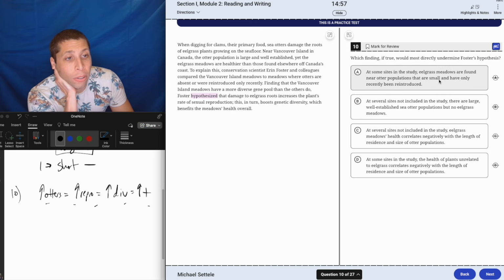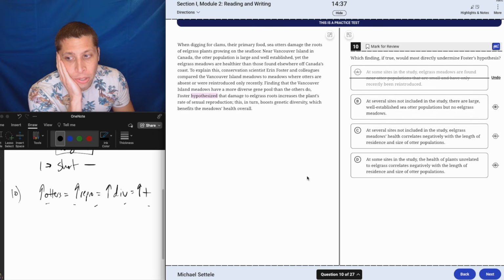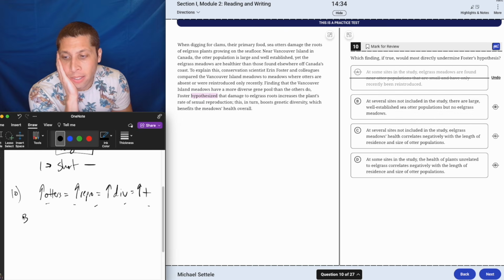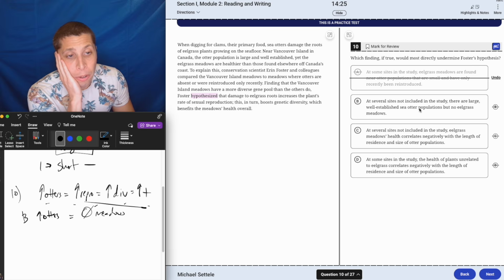At some sites in the study, eelgrass meadows are found near otter populations that are small and have only recently been introduced. Well, that's just saying that the meadows are there. I don't know. That doesn't seem like it's undermining it. They say that they're there. It's just stating something we know. At several sites not included in the study, there are large, well-established sea otter populations, but no eelgrass meadows, right? So B is saying you have a lot of otters, but you have no meadows. So you have none of this other stuff. So that would undermine it.